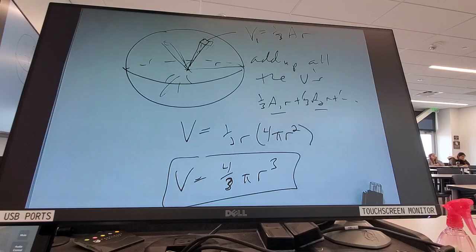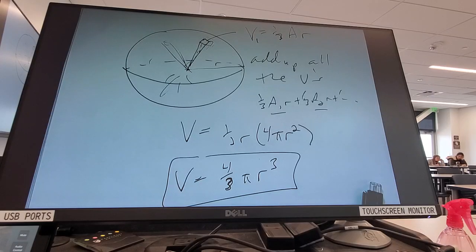How important is it that you understand that every sphere has a bunch of skinny pyramids and you add them up? Not excessively. I want you to see, like almost everything, if I don't know the volume of something, I can break it up into parts that I do know.